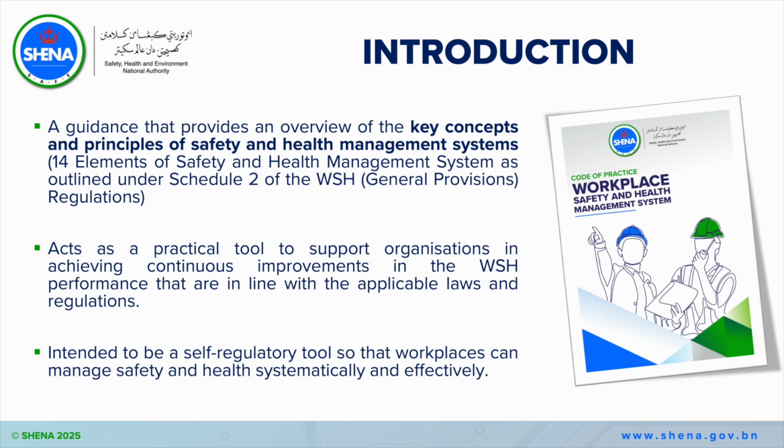The Code of Practice for the Workplace Safety Health Management System serves as a guidance document that provides an overview of the key concepts and principles of a safety and health management system. Specifically, it is aligned with the 14 elements of the Safety and Health Management System as outlined under Schedule 2 of the Workplace Safety Health General Provisions Regulation. These elements form the foundation of a structured and effective approach to managing safety and health risks in the workplace. It also acts as a practical tool to help organizations enhance and continuously improve their workplace safety health performance.